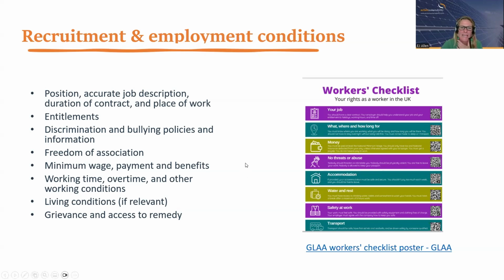There's an example here of one of the multilingual posters available from the Gangmasters and Labour Abuse Authority. Easy to download, and this helps raise awareness of worker rights to protect them from exploitation.